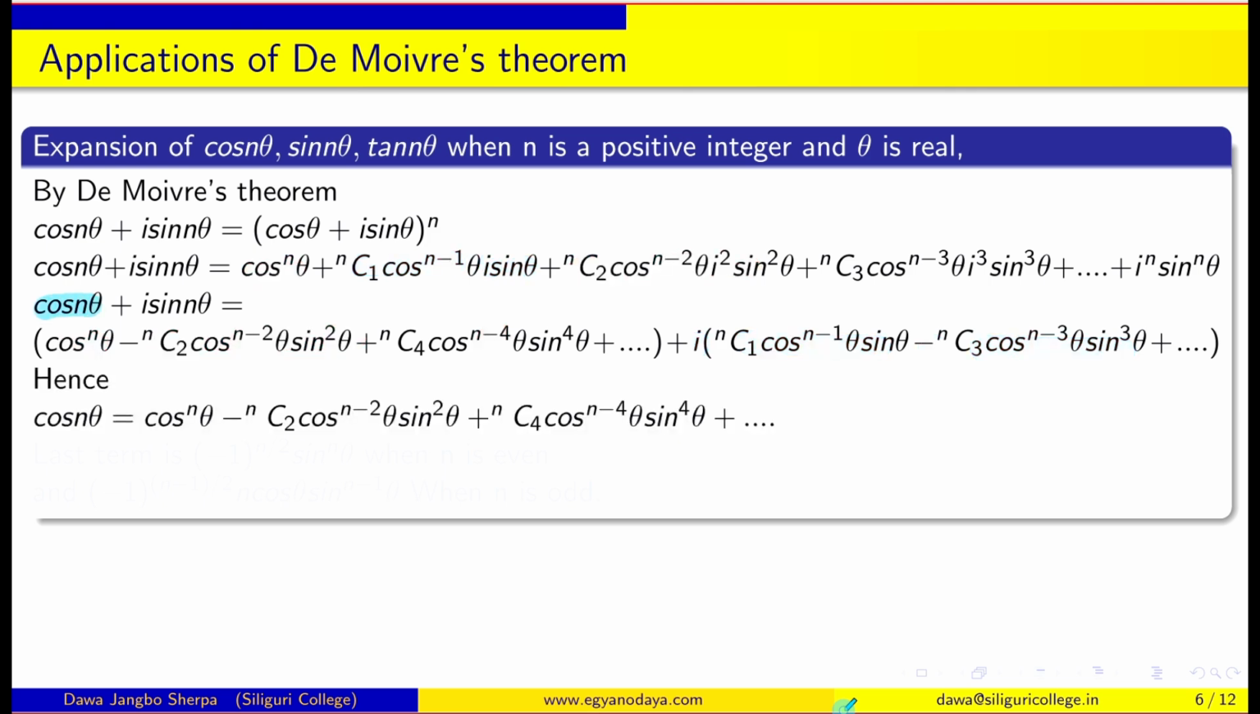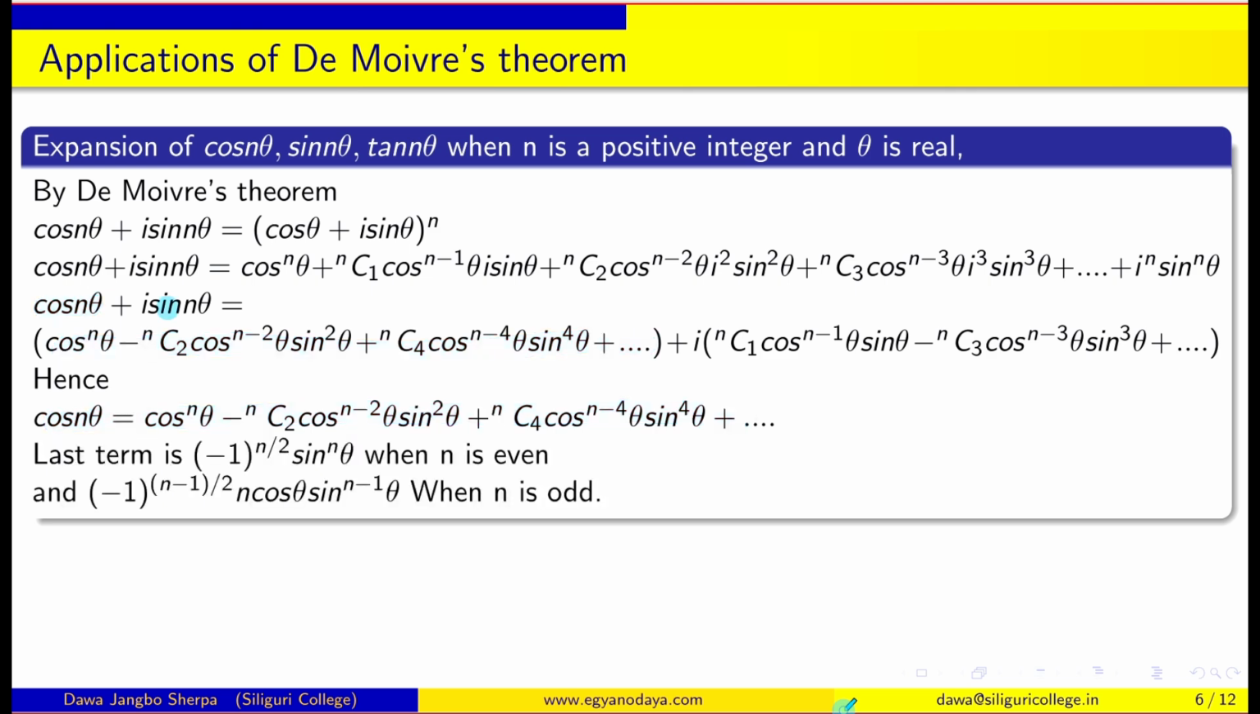That means cos nθ is equal to the real part, and sin nθ is equal to this portion. First of all let's see cos nθ. Here cos nθ is equal to cos^n θ minus nC2 cos^(n-2) θ sin^2 θ plus nC4 cos^(n-4) θ sin^4 θ plus ... and so on.